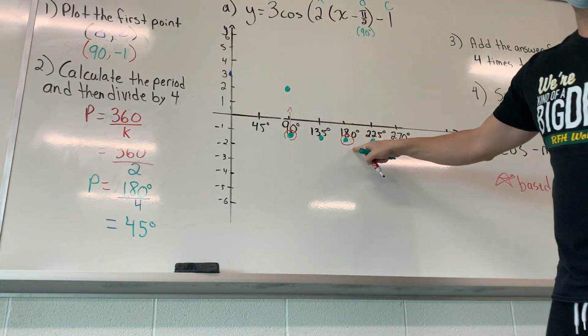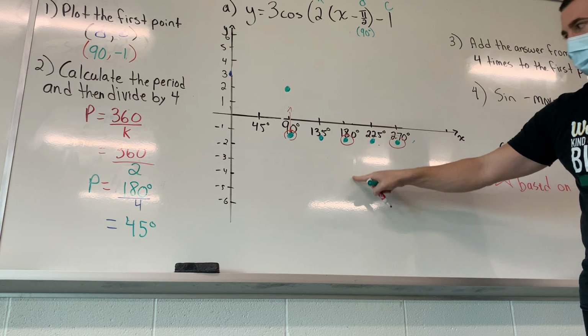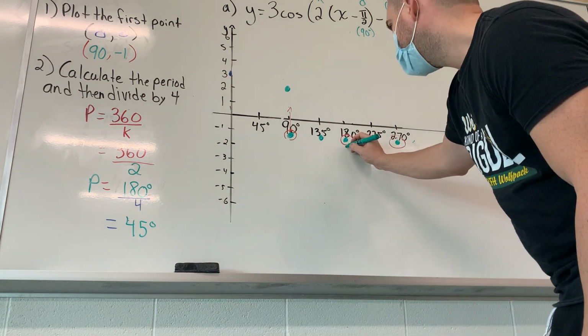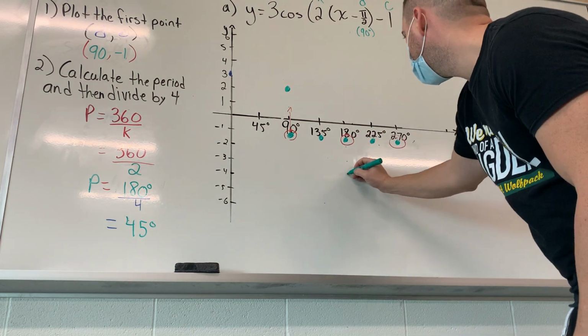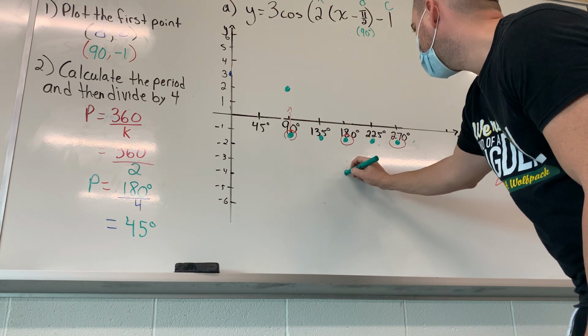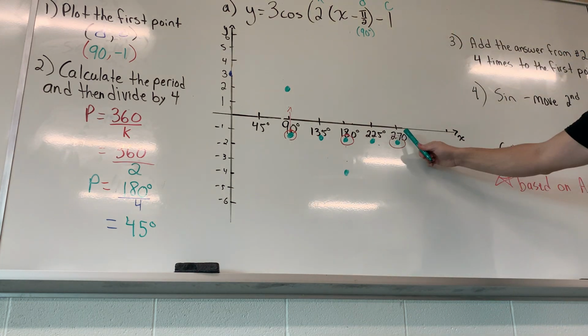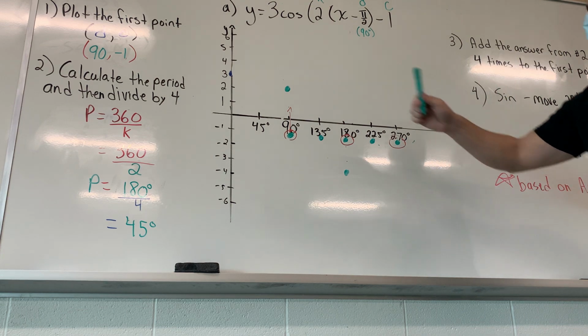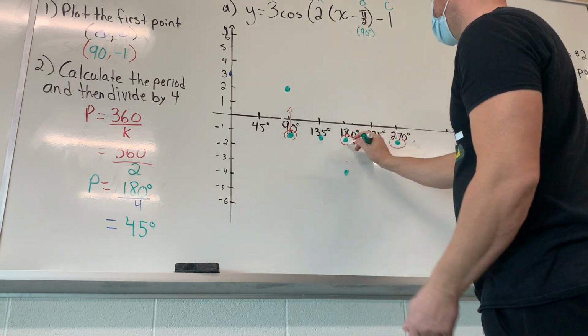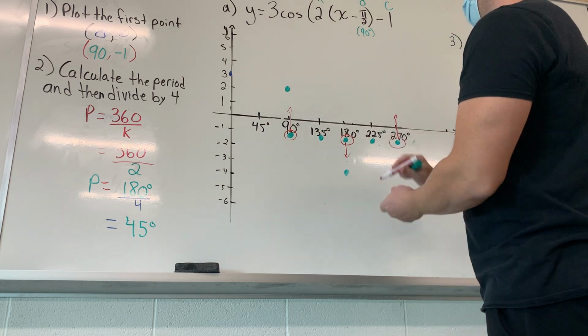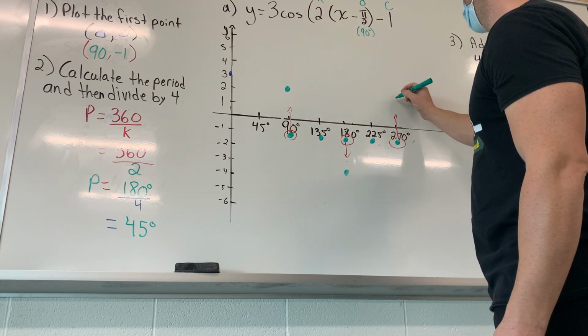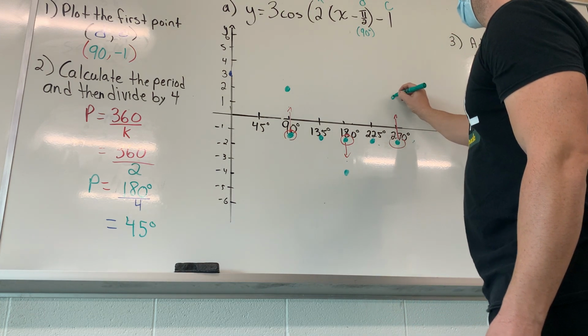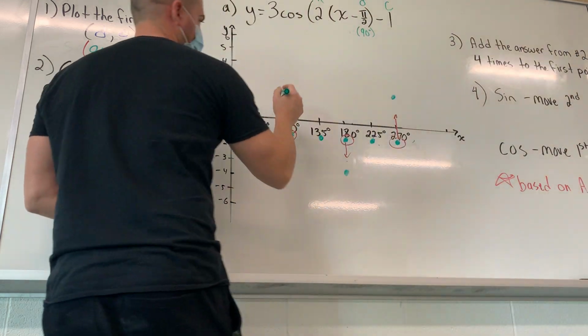What do you think is going to happen to my third point? Down 3. Here. And my last one, up. It's always opposite. So up, down, and then up. And then we connect the dots.